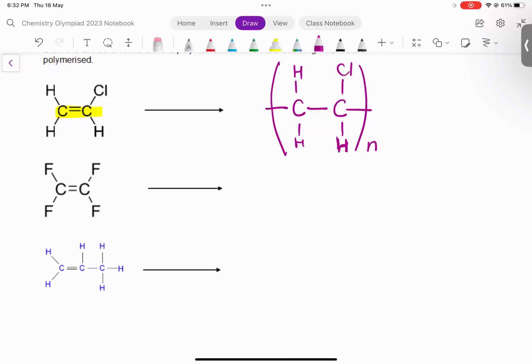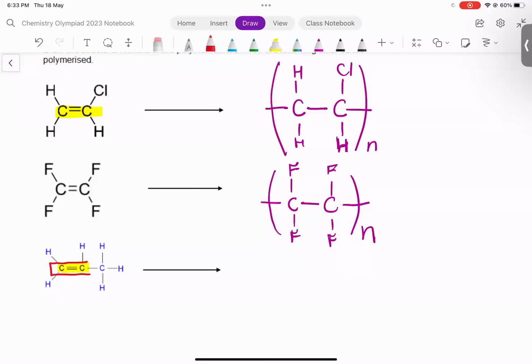Similarly, the next one is also the same. Break double bond, open left, open right. Put N. It's only the third one that's very problematic. Again, propene. Propene is always a little bit more complicated. Now, you notice that propene is asymmetrical. The way it's drawn is also asymmetrical, right?